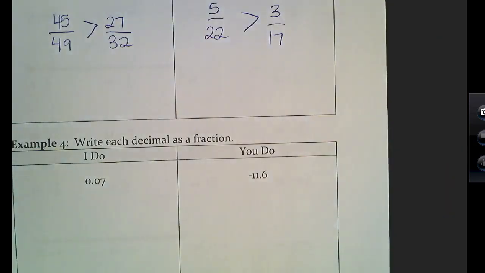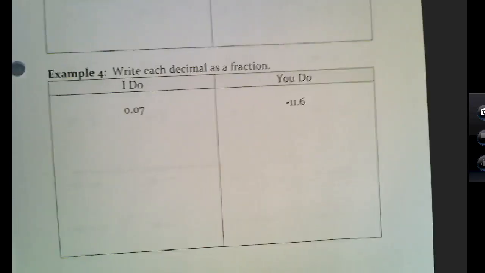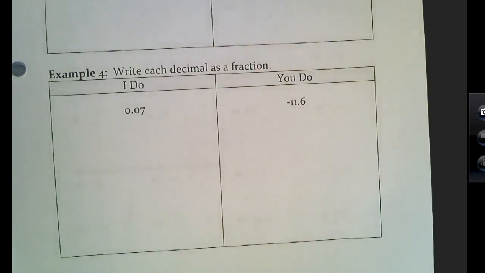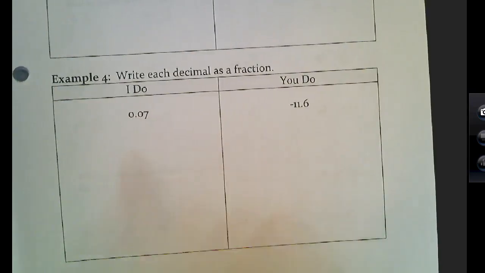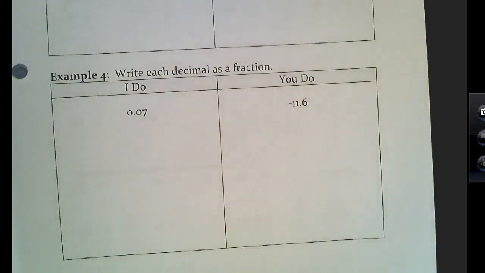All right, last example, example 4. This time we are given a decimal, and we have to write that decimal as a fraction. Who could raise their hand and read this decimal to me? A lot of people like to say 0.07. That's the informal way to read that decimal. Who can raise their hand and tell me the formal way to read that?